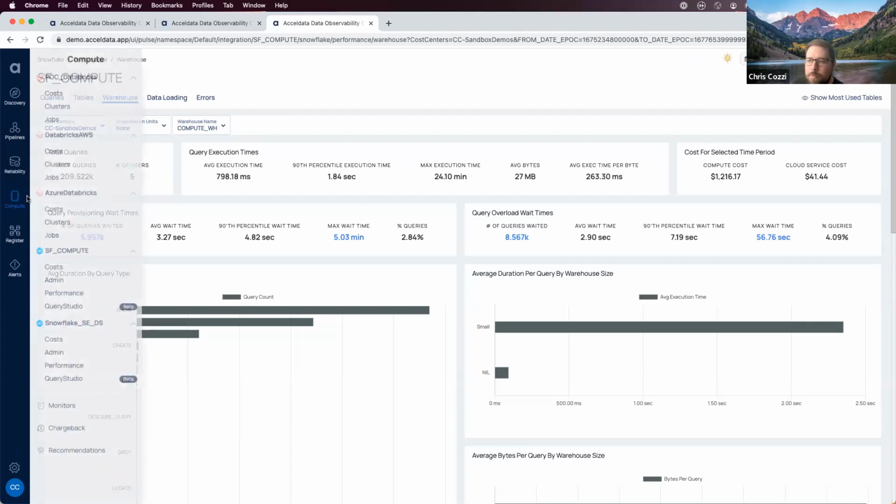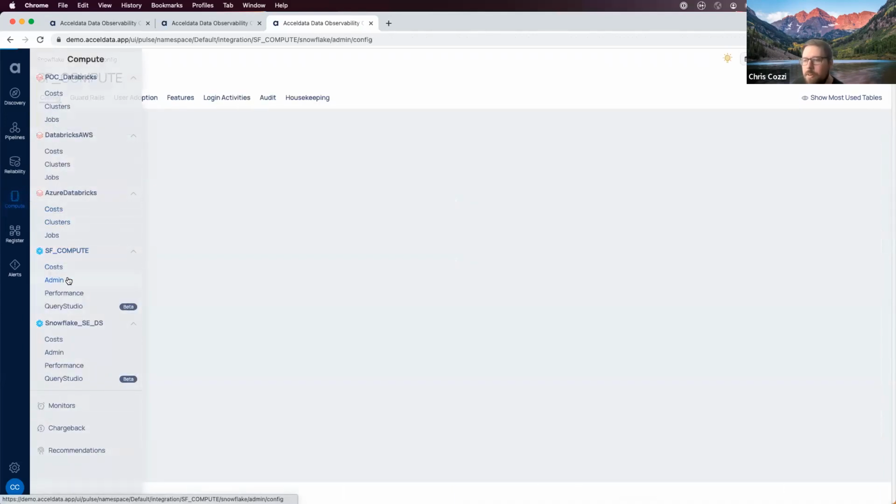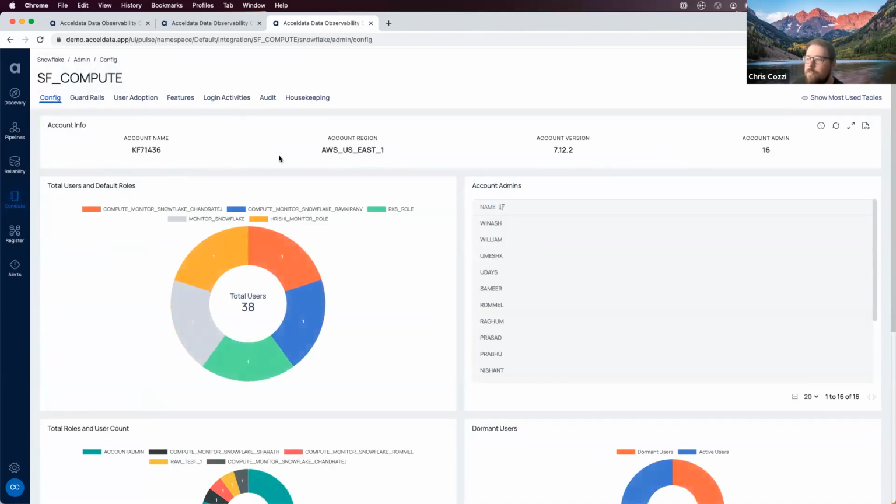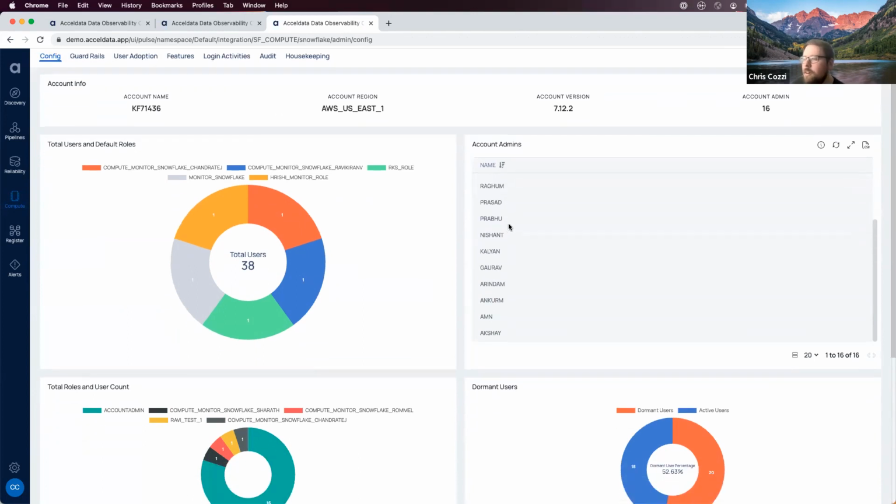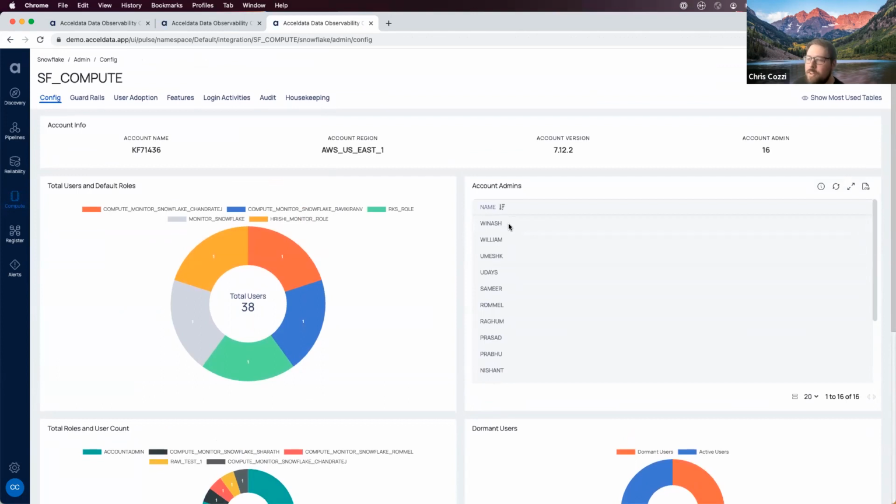So on the former, just to pull up a few examples here, I can get an understanding of who are my administrators of this account. I have 16 account admins here. That's probably way too many. I need to go fix this, reduce some roles, avoid a potential case where these costly decisions can be made.